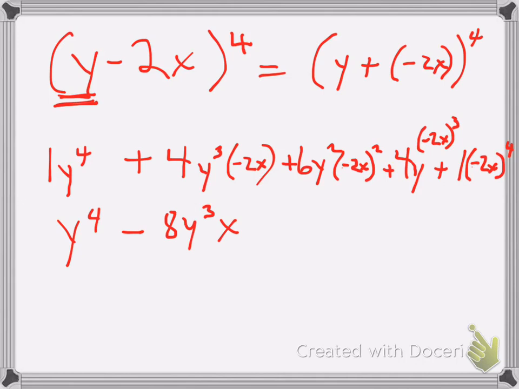All right? This next term, 6y squared times negative 2x squared, the quantity being squared. What's negative 2x squared? 4x squared, right? Is it positive or negative? Positive because the negative number is being raised to an even power, so that's going to be 6y squared times 4x squared, which is 24y squared x squared.